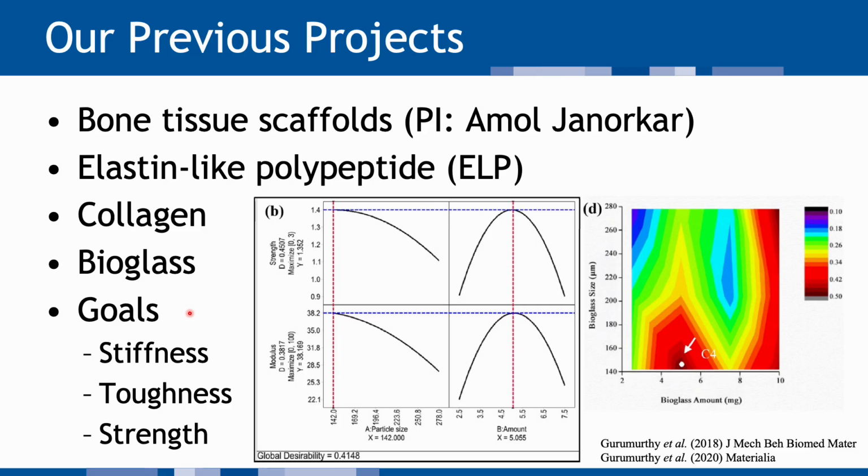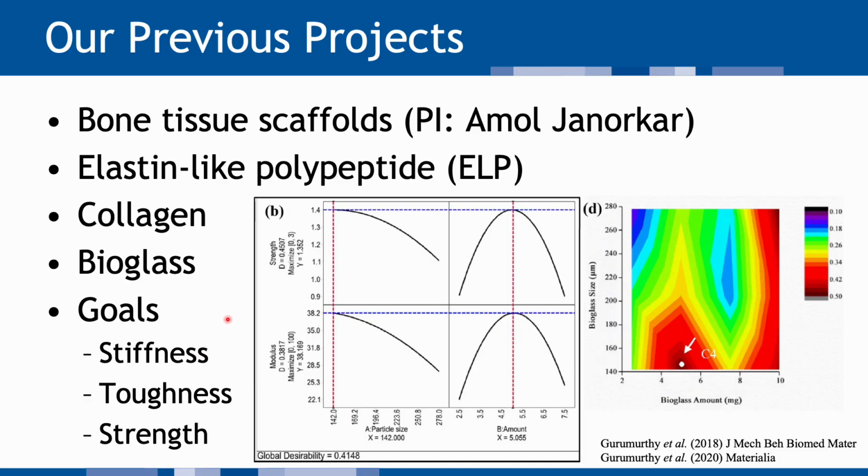The method I'm sharing today has the ability to compromise between these three design objectives in case the same formulation that results in the maximum stiffness does not also result in the maximum toughness. You can have multiple design objectives and even rank the importance of those design objectives so that the AI can find you the best overall solution.